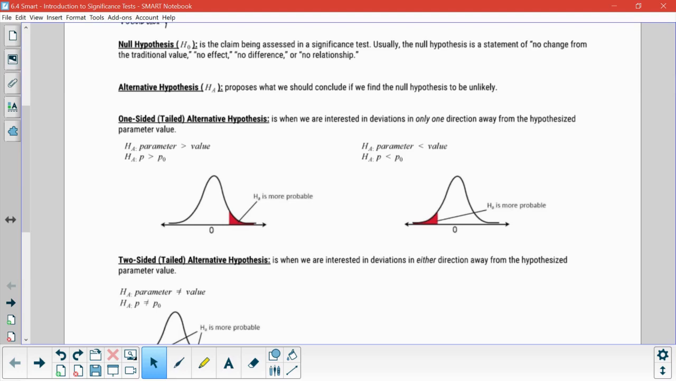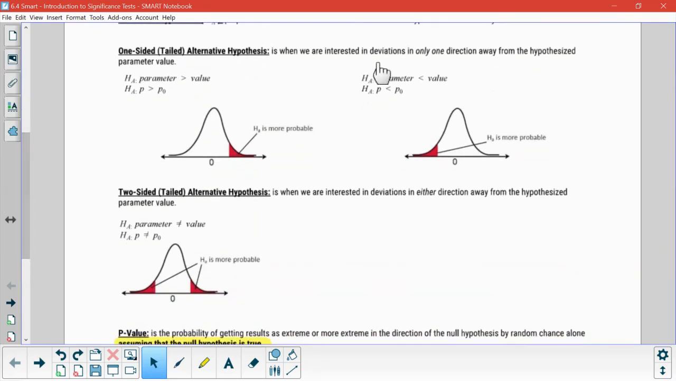Now, the alternative hypothesis is what you are testing, and it's what we should conclude if we find the null hypothesis to be unlikely, and we denote that as H subscript A. Now, there are two options for how your alternative hypothesis could look. It could be one-sided or it could be two-sided. Within one-sided, you have two options. We're interested in the deviations in one direction. So either we are interested in all of the values above a specific value, or the values below a specific value. And we will write it as HA: parameter greater than value, or parameter less than value.